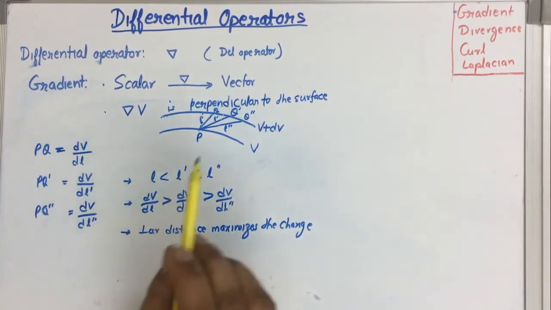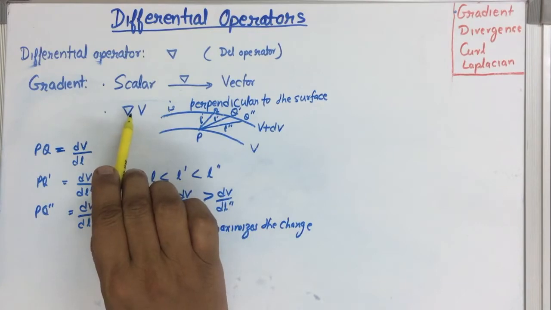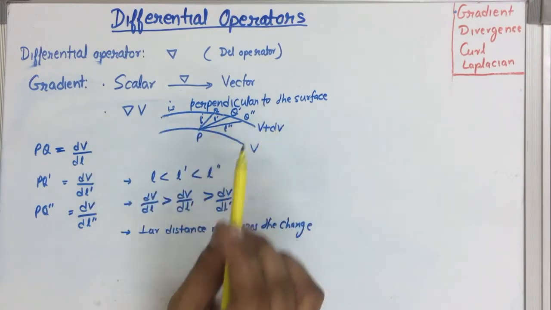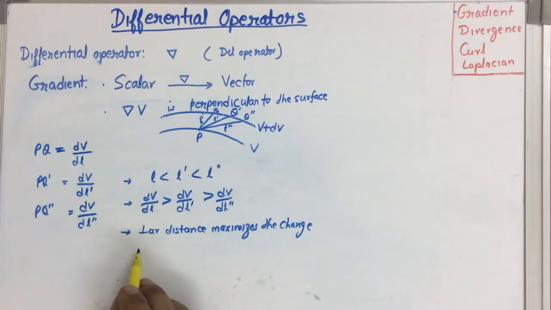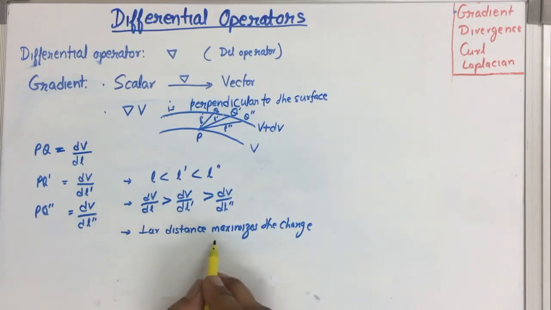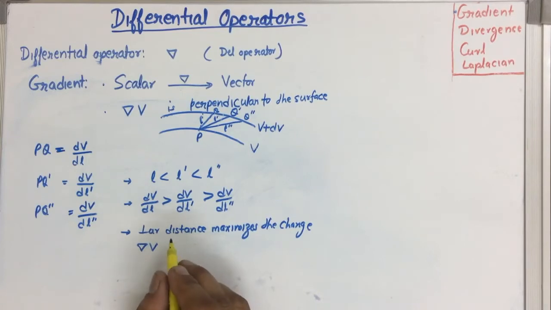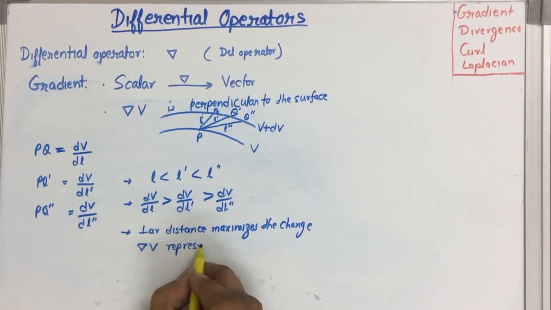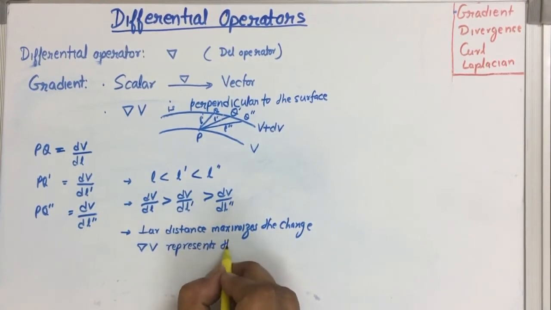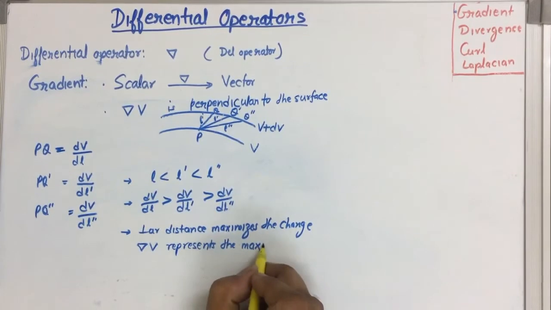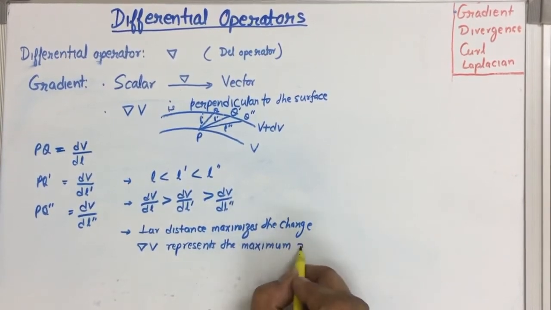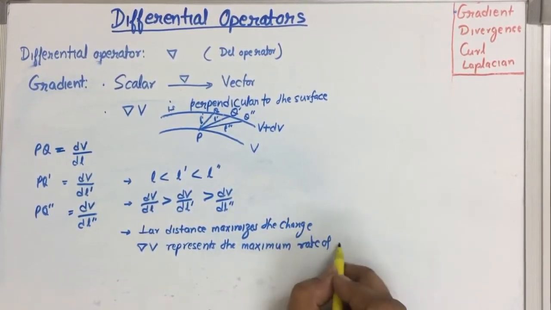Thus, and we know that del V is perpendicular to the surface. On the basis of that, we can say the perpendicular distance maximizes the change, and according to that, del V represents the maximum rate of change.